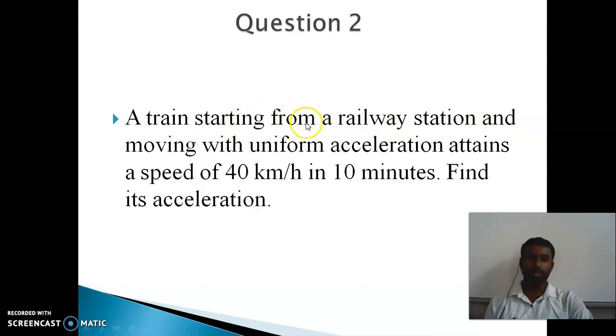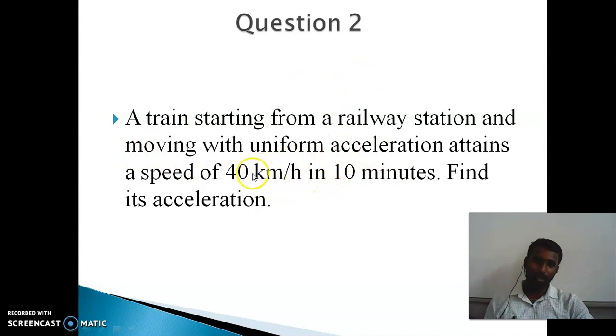Starting from rest means your initial velocity should be 0 meter per second or 0 kilometer per hour. So a railway station and moving with a uniform acceleration attains a speed of 40 km per hour in 10 minutes. The time is given in minutes. So what to do? We have to convert minutes into seconds, and the speed is given in kilometer per hour.